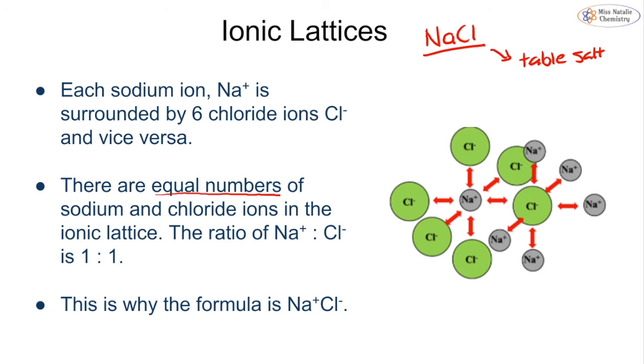So we look at the ratio of Na to Cl, and it is 1 to 1, so we write the formula as NaCl. If we had a ratio of 1 to 2, for example, for calcium and chlorine, they're in a 1 to 2 ratio, your formula would be CaCl2. So you always have to look at the ratio between the different types of ions to determine what its formula would be.